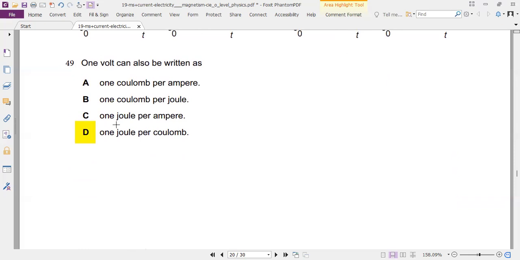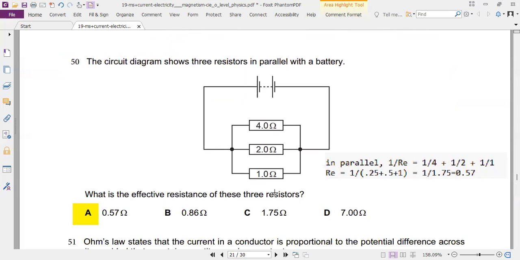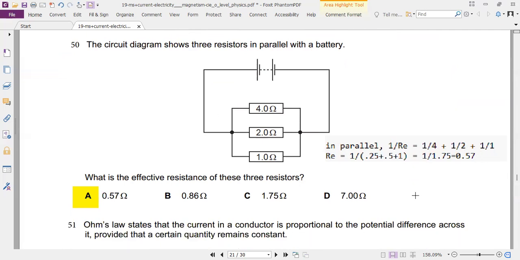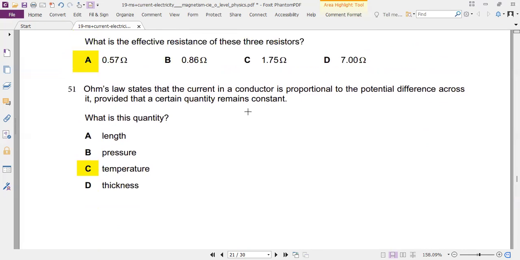So that's been done already. Look at this, and you have to find the effective resistance that can be calculated by this resistance in parallel relationship. Ohm's law holds if the temperature is constant.